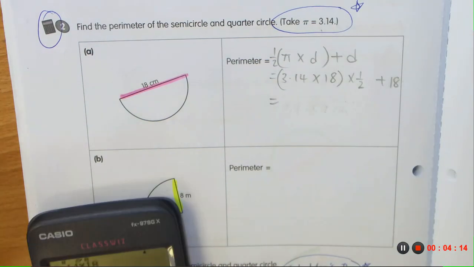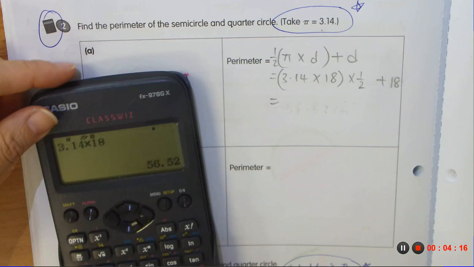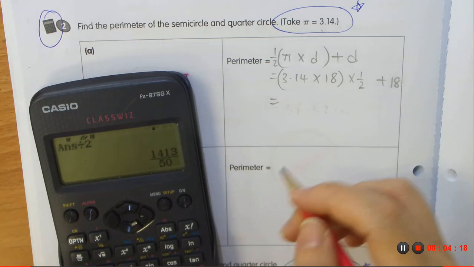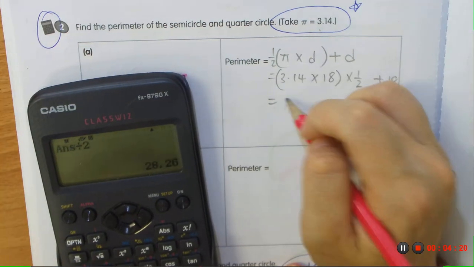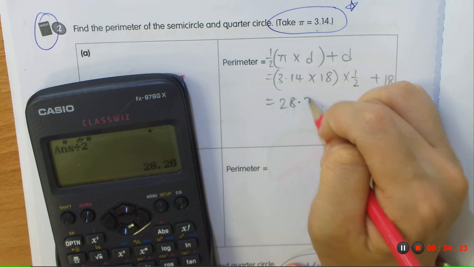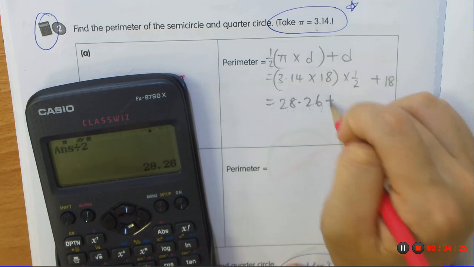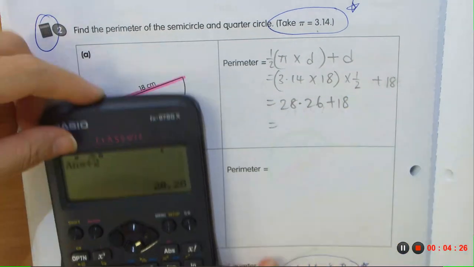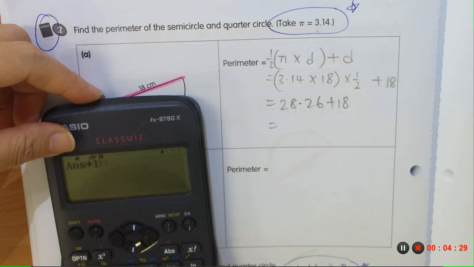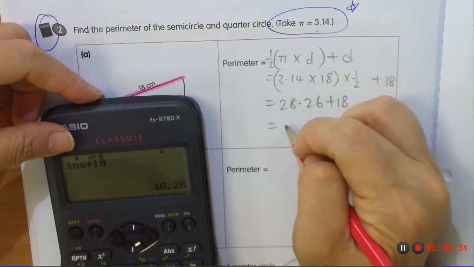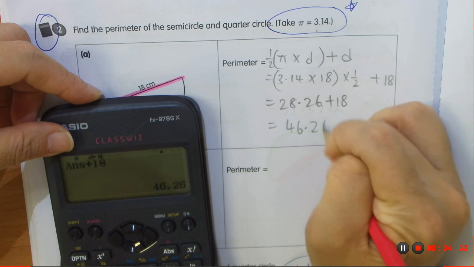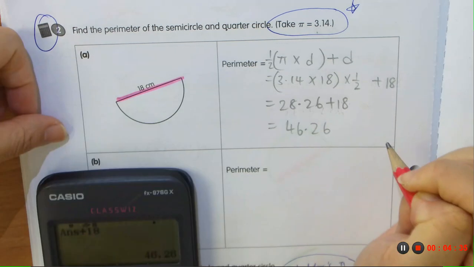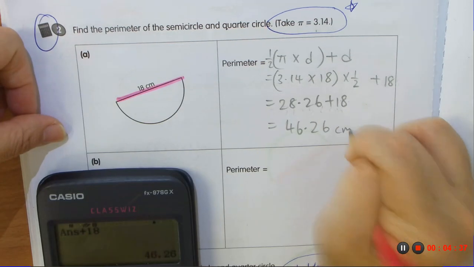So I have 56.52, I must divide by 2 first, which is 28.26 plus 18. For the 46.26 centimeter. Is this correct now?